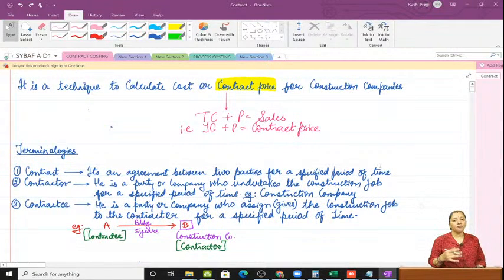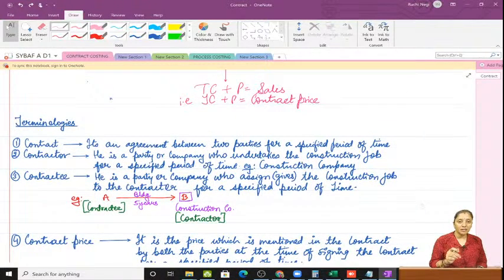Obviously the specified period of time is mentioned in the contract agreement. The period could be 5 years, could be 10 years; it depends on in how many years you're going to complete the contract. Now who's a contractor? The construction company who takes the project of completing the task is called a contractor. So he is a party or a company who undertakes the construction job for a specified period of time. In a nutshell, it's the construction company who's the contractor. Then who's a contractee? The person or the company who has assigned the contract to the construction company is known as a contractee.